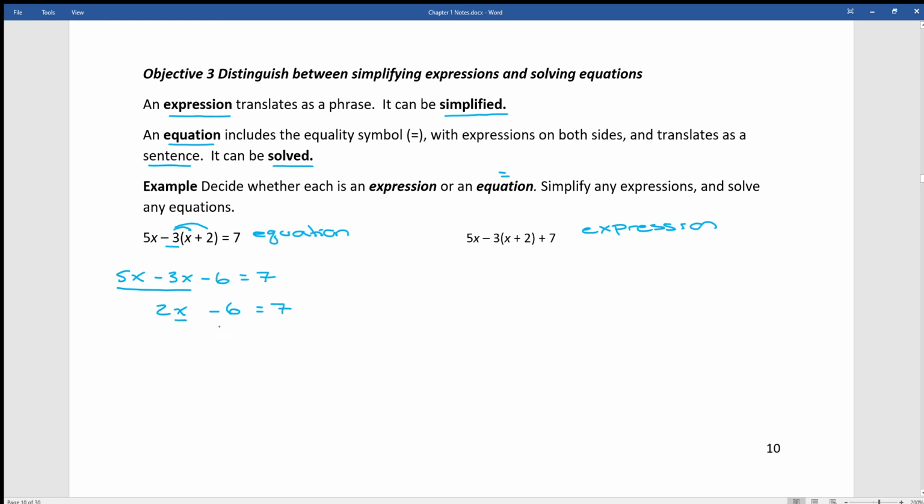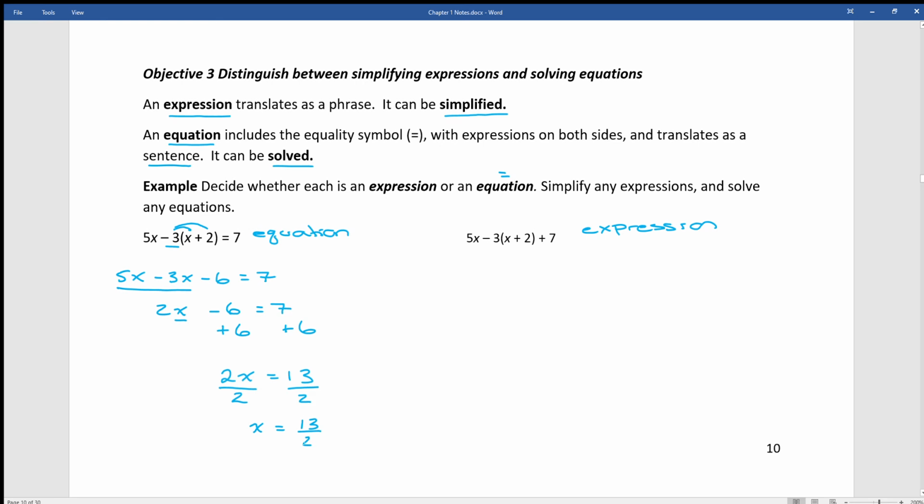So the first thing we're going to do is the inverse operation of subtracting 6, which is adding 6, so that we get 0. What you do to one side, you have to also do to the other. You end up with 2x is equal to 13. And then to get x by itself, the 2 and the x are multiplying, so the inverse operation is dividing. What you do to one side, you do to the other, and you get 13 halves.